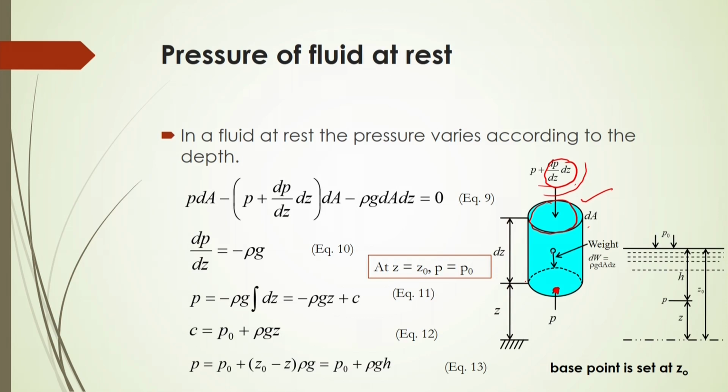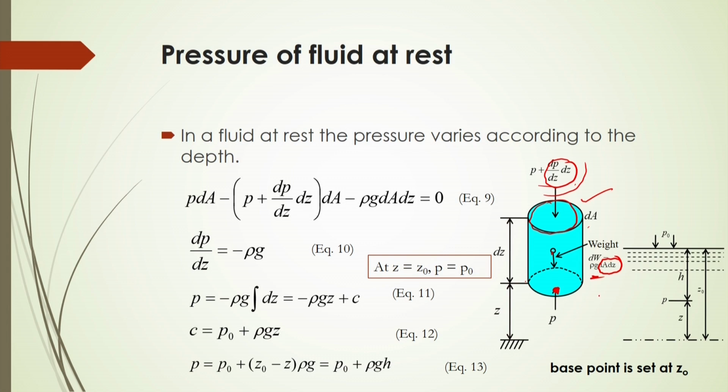Now, what will be the weight of this fluid, that will be dW, and it will be equal to rho g into dA into dz. dz is the height of this liquid column and the cross sectional area is equal to dA. So, dA into dz is the volume, volume into rho is mass, into g, that will be equal to force.